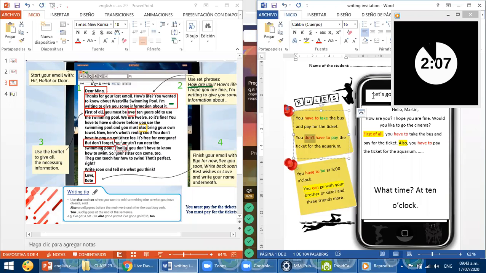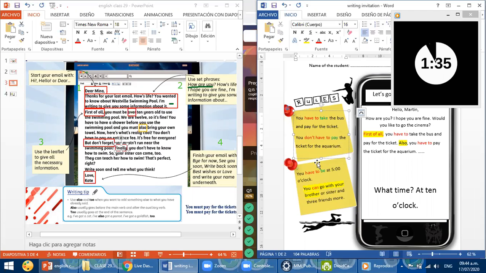The email was good. Fabricio, can you read, please, the rules, this part? Fine, teacher. Right. Rules. You should pay a ticket for enter to watch the movie. You can buy food in the cinema. You can't speak in the function. You have to 6 o'clock. You can go into with your brother or sister.